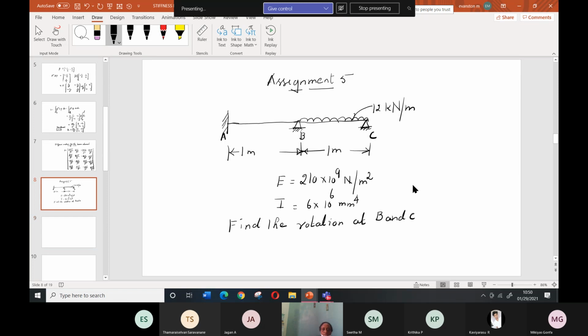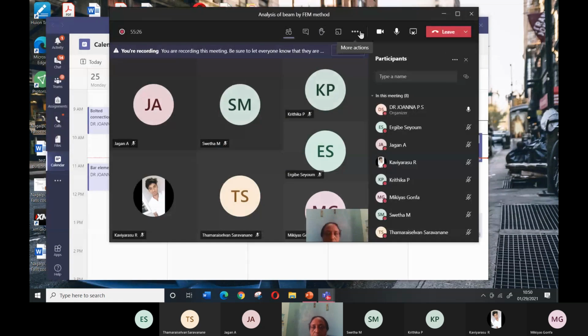So do this problem as your assignment. This hour is up to 9:57, 10:50. So I think I will stop at that. And if you have any doubt, you can ask in the seminar hour.